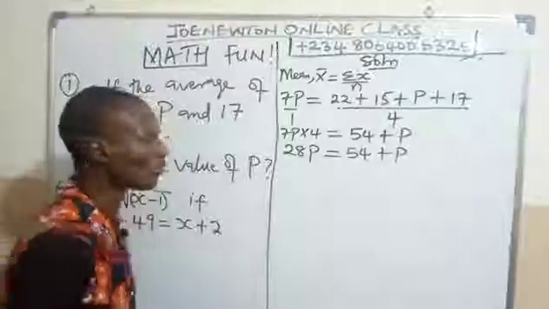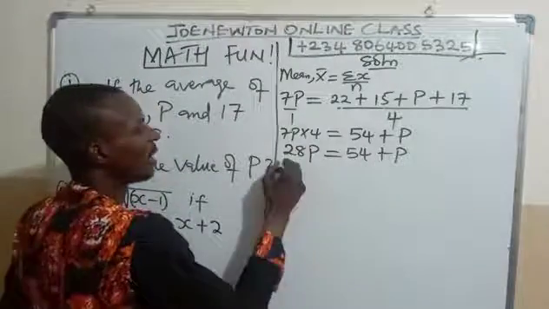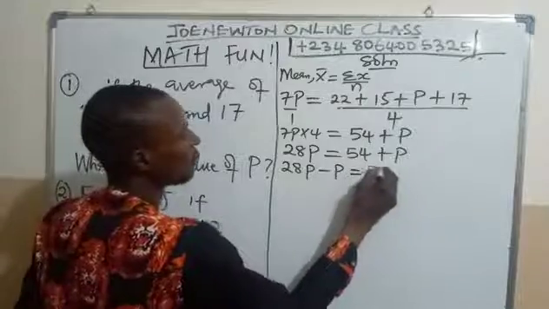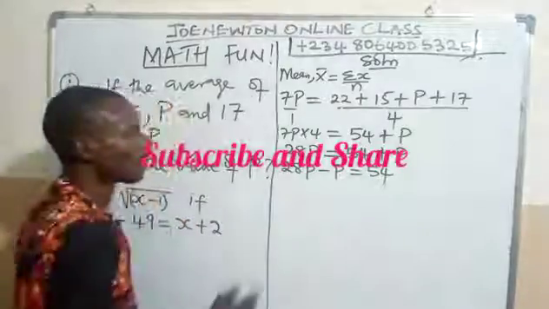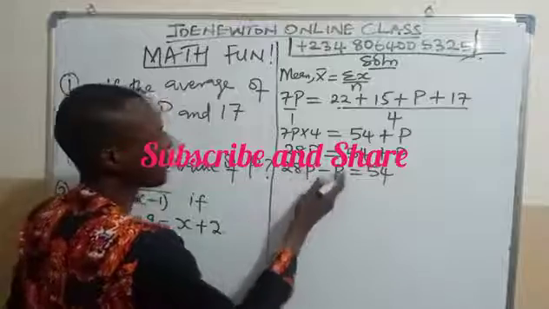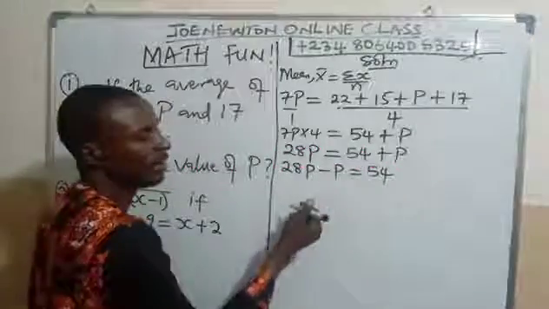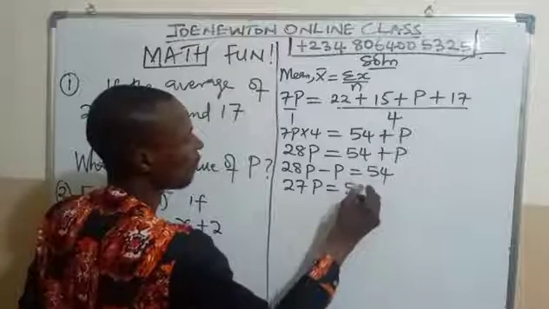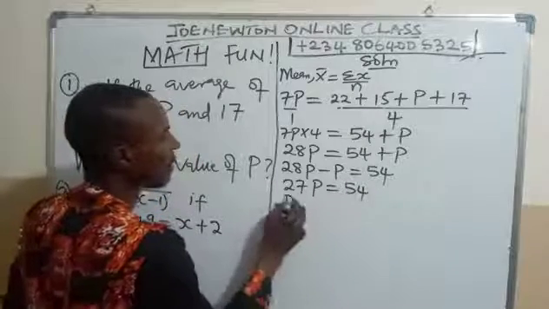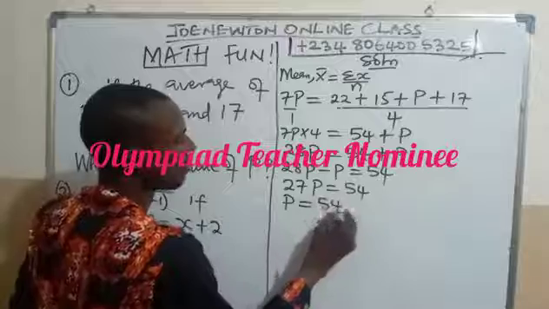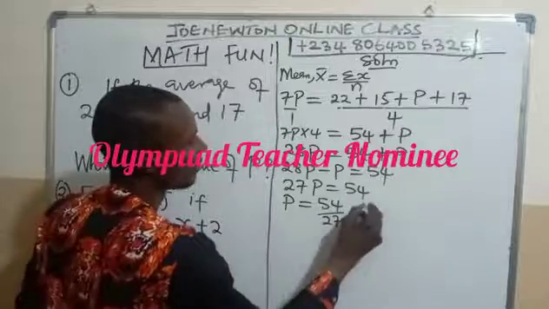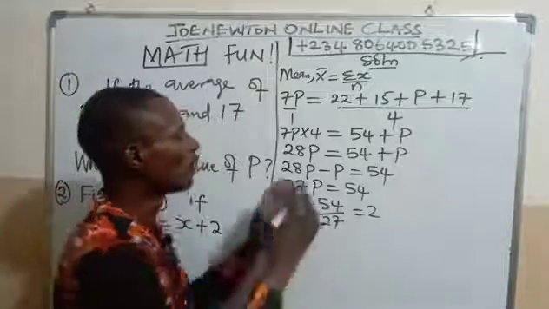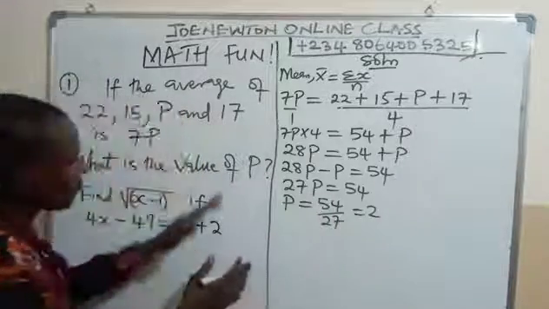We collect like terms. So this p will come over here. We have 28p minus p is equal to 54. Very simple. Now at this juncture, 28p minus 1p leaves us with 27p is equal to 54. Therefore, our p is equal to 54 over 27, which is equal to 2, because 2 times 27 gives us 54. So the unknown value p is 2.